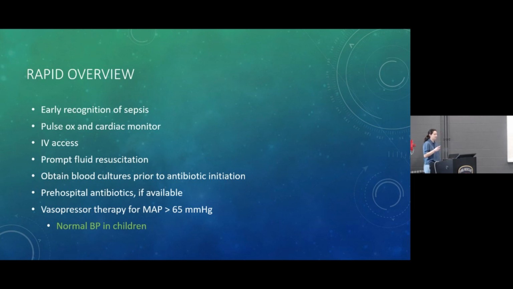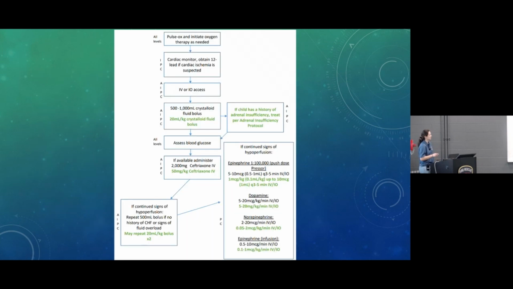Rapid overview, just early recognition of sepsis, have it in the back of your mind. Like I always said, I run that through tachy, white, hot: heart rate, respiratory rate, white count, which y'all won't have, but temp, pulse ox, cardiac monitor. Get IV access if we can, especially if we are concerned about sepsis, then they might be very flat, and I know it might be hard, so if you can't, that's okay, do the best you can do. If we can, that would be great. Fluid resuscitation, obtain blood cultures prior to antibiotics if you are giving them, if able. If not, that's fine. And then starting vasopressor therapy in adults if needed for a MAP above 65 and a normal blood pressure in children.